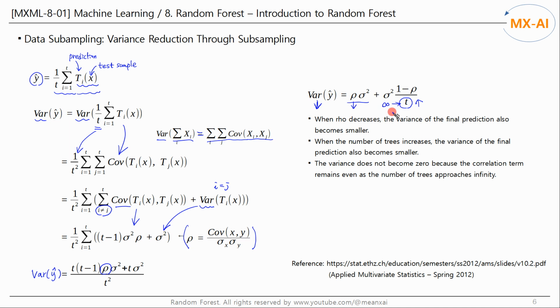Using fewer features during feature sampling often reduces the correlation between trees, which helps reduce variance. However, if too few features are used, the individual trees may become weaker, which can increase bias. This trade-off is one of the key design considerations in random forest. This explanation was based on the following reference.